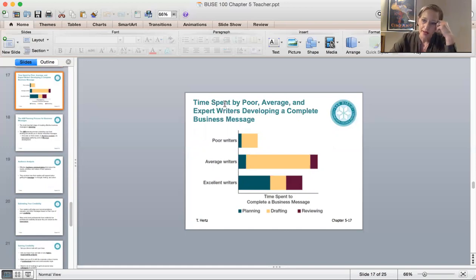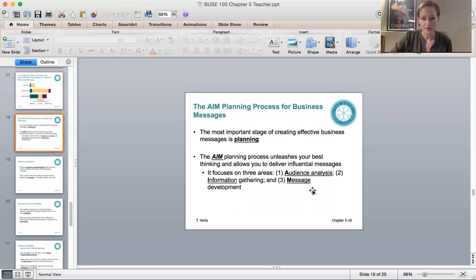And it was really interesting to me, and this is research fact, to note that average writers spend a lot more time writing than good, really excellent writers. And I've noticed that's actually been true in my personal experience. I've gotten shorter and shorter in my writing as I've spent more time doing it. Again, the most important stage is planning.